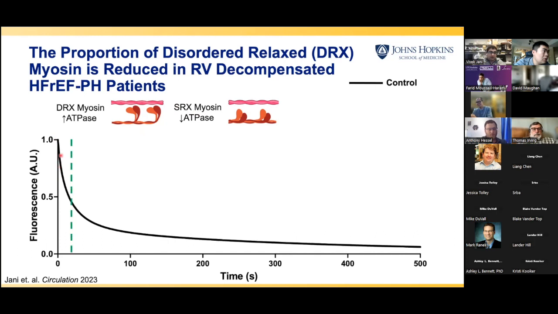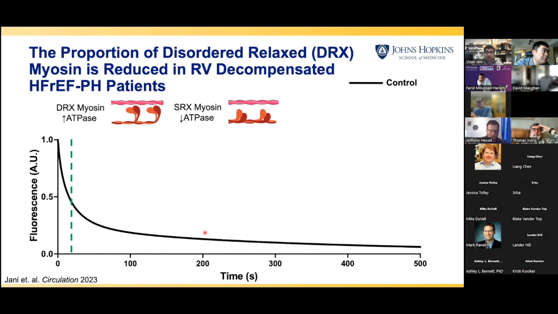We attribute the first half of this, the fast phase, to predominantly disordered relaxed myosin, and the second half, the slow phase, to super relaxed myosin. Again, that interpretation is actually somewhat limited, as we're starting to learn now, but this is the way we took it.